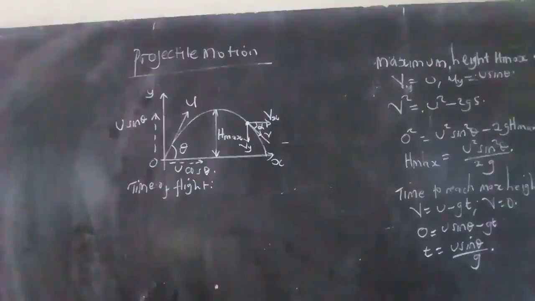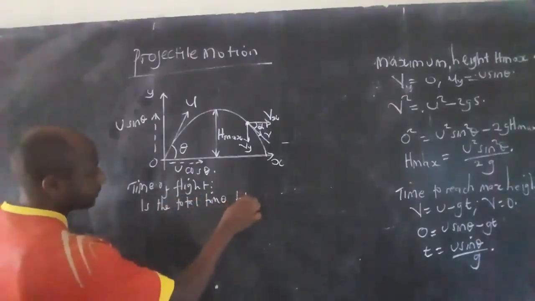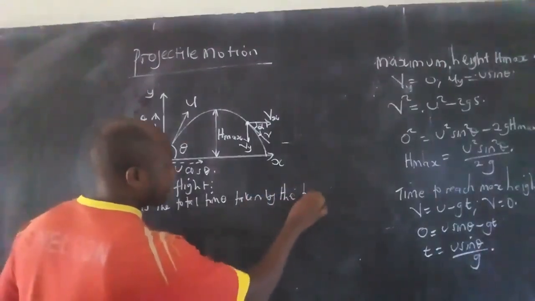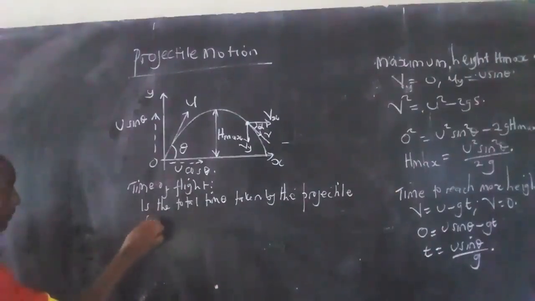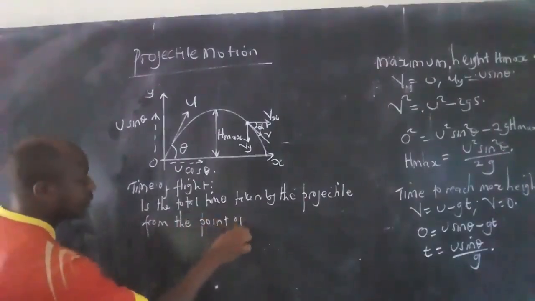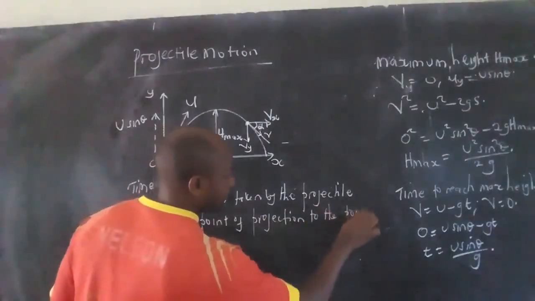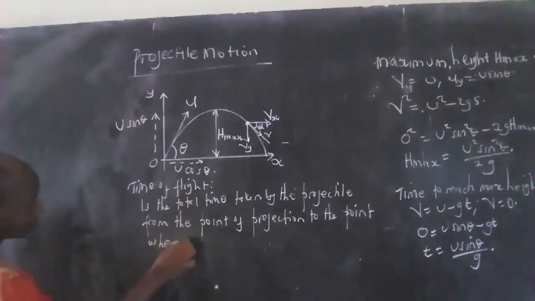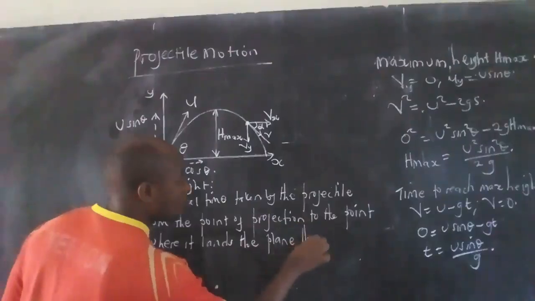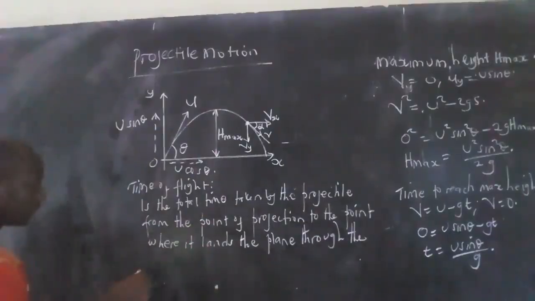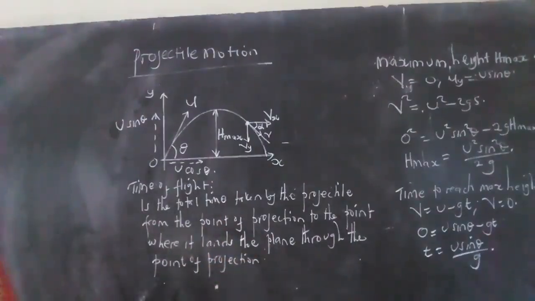Time of flight, we shall say, is the total time taken by the projectile from the point of projection to the point where it lands the plane, through the point of projection.